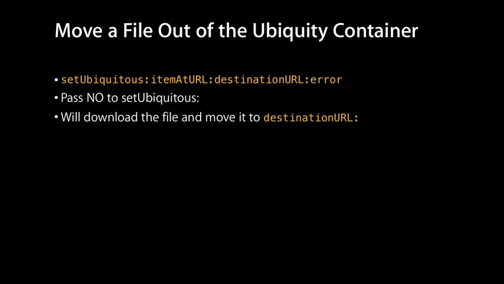When you want to move files out of your Ubiquity container, you do something rather similar. You can think of this as wanting to download an item and make a local copy of it. In this case, you still use setUbiquitous:itemAtURL:destinationURL, but you pass in setUbiquitous NO, and you give the path to the item in your Ubiquity container as the item at URL, and as the destination URL, you give some path into your application sandbox.